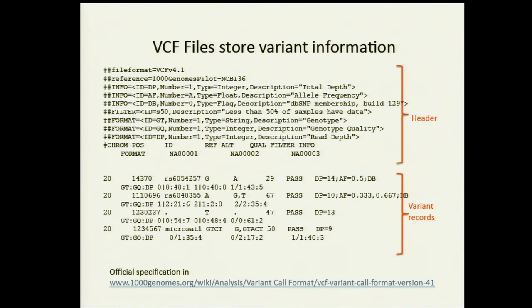So this is basically a tab-delimited file. You have the chromosome of the mutation, position, some unique identifier, usually a dbSNP ID for human data, the reference allele, the alternate allele.